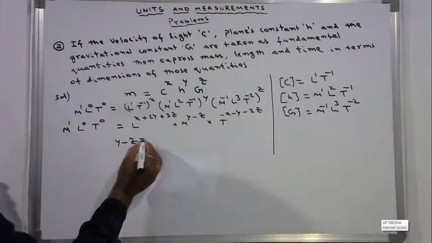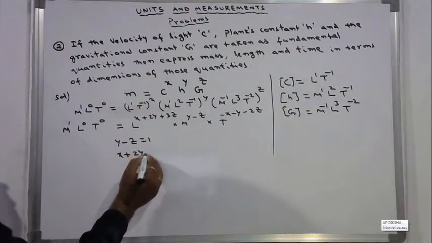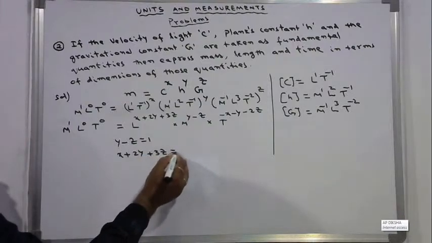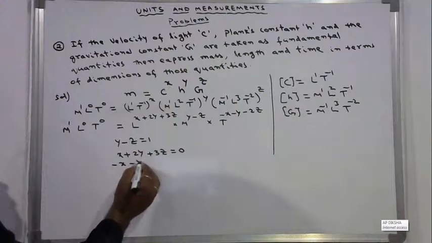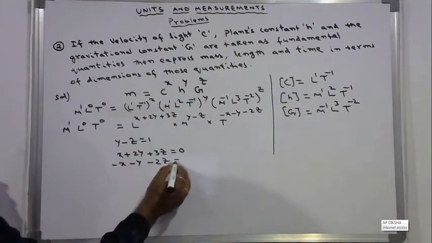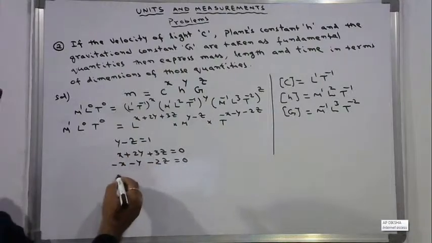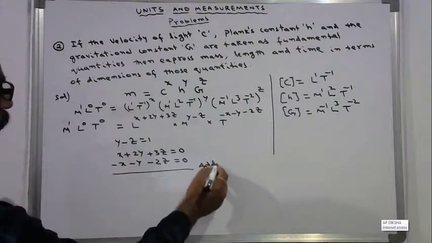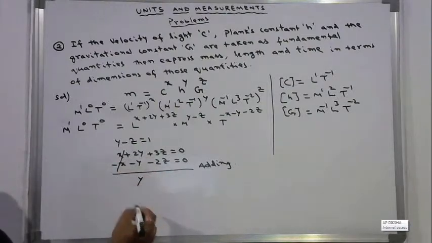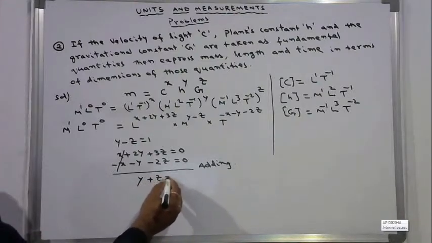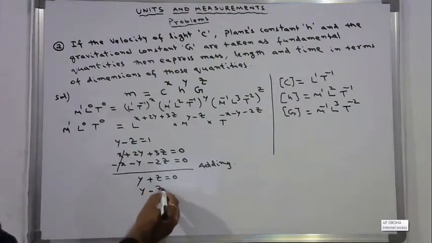Y minus z is equal to 1. What about the power of length? X plus 2y plus 3z equal to 0. What about the powers of time? Minus x minus y minus 2z is equal to 0. So these are the equations we obtained from this. Now if you add these two, on adding, the x is cancelled, so you will get y plus z equal to 0, and we have another equation here, y minus z is equal to 1.